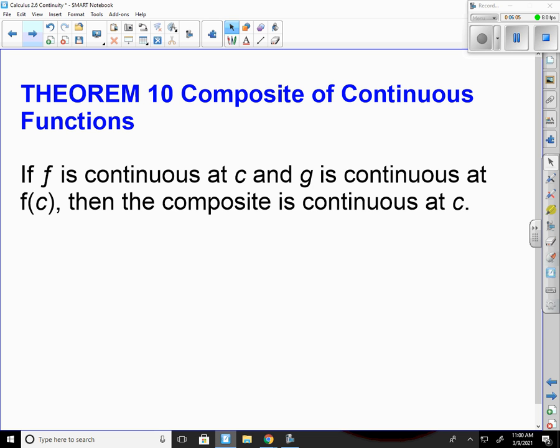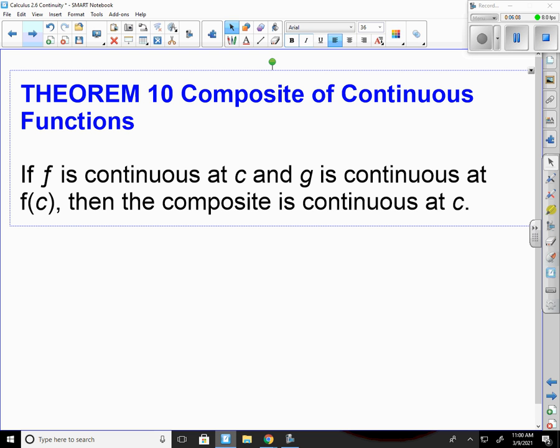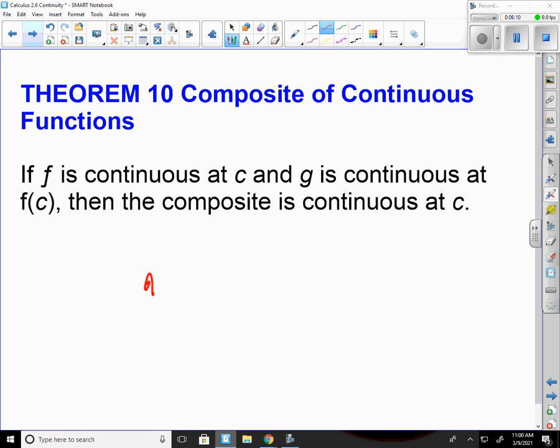if I have g of f of c, then this composite would be continuous as long as g is continuous at this point. So I would be plugging my c into f. If it's continuous there, then you would plug that in for g.